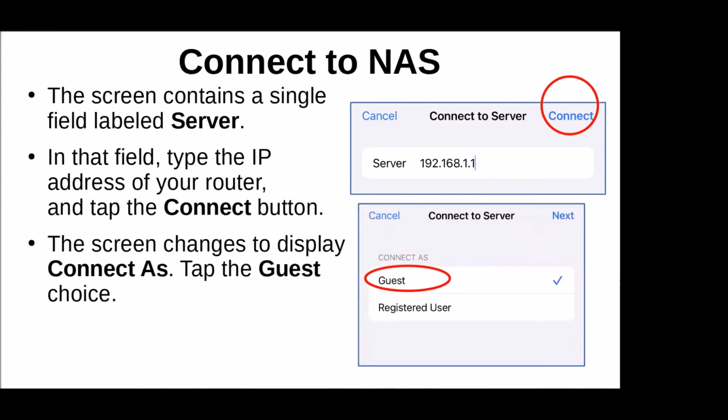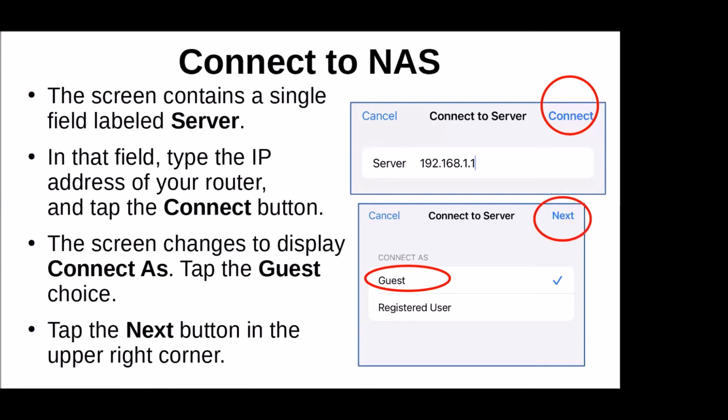All right, now, there are actually 2 different ways to configure access to NAS. One is with a password, and the other is anonymous, otherwise known as guest. And since at the time I installed this, my son was the only other user here in my home, I decided to eliminate the security and simply use the anonymous login, which here is called guest. So you tap that choice, and then tap the next button in the upper right corner.